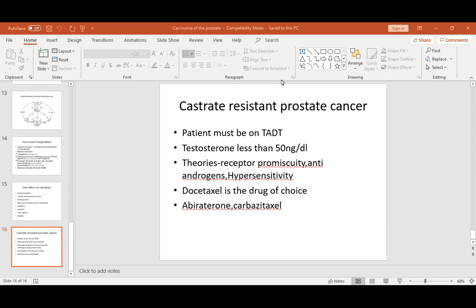PSA, I told you about the uses, including PSA velocity, PSA doubling, all those modifications, including free PSA.